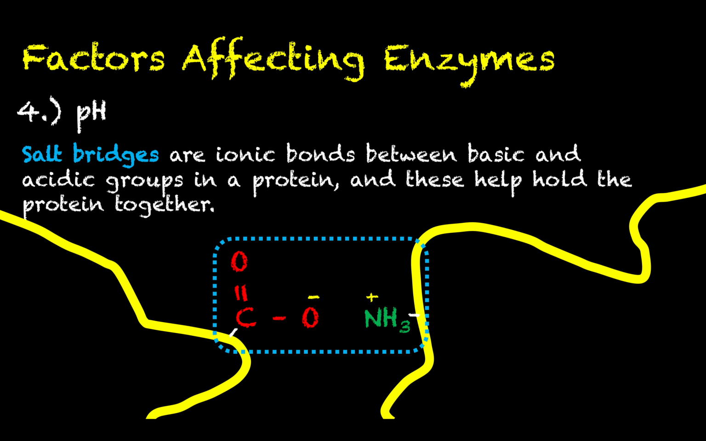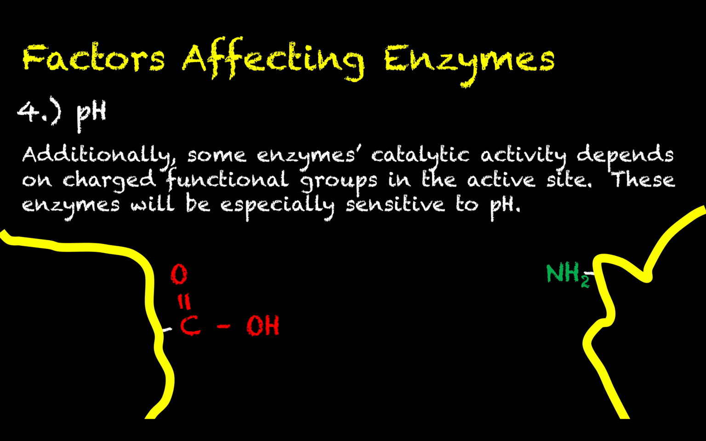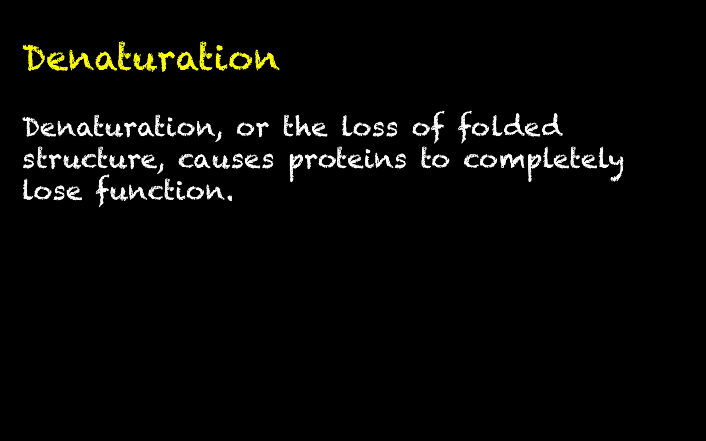But if we start mucking with the pH too much and we cause both of these groups to become electrically neutral, then that salt bridge will dissolve because without their electrical charges, there's no longer anything attracting these two groups together. And we run the risk of the whole protein structure falling apart on us. In addition to that, some enzymes' catalytic activity actually depends on the electrical charges of functional groups that are in the active site. So if we change the pH too much, we run the risk of the enzyme no longer being able to catalyze the reaction, not because of a shape change, but because the critical inner workings of the active site can no longer do their jobs. So you're going to see that some enzymes are very sensitive to pH value.